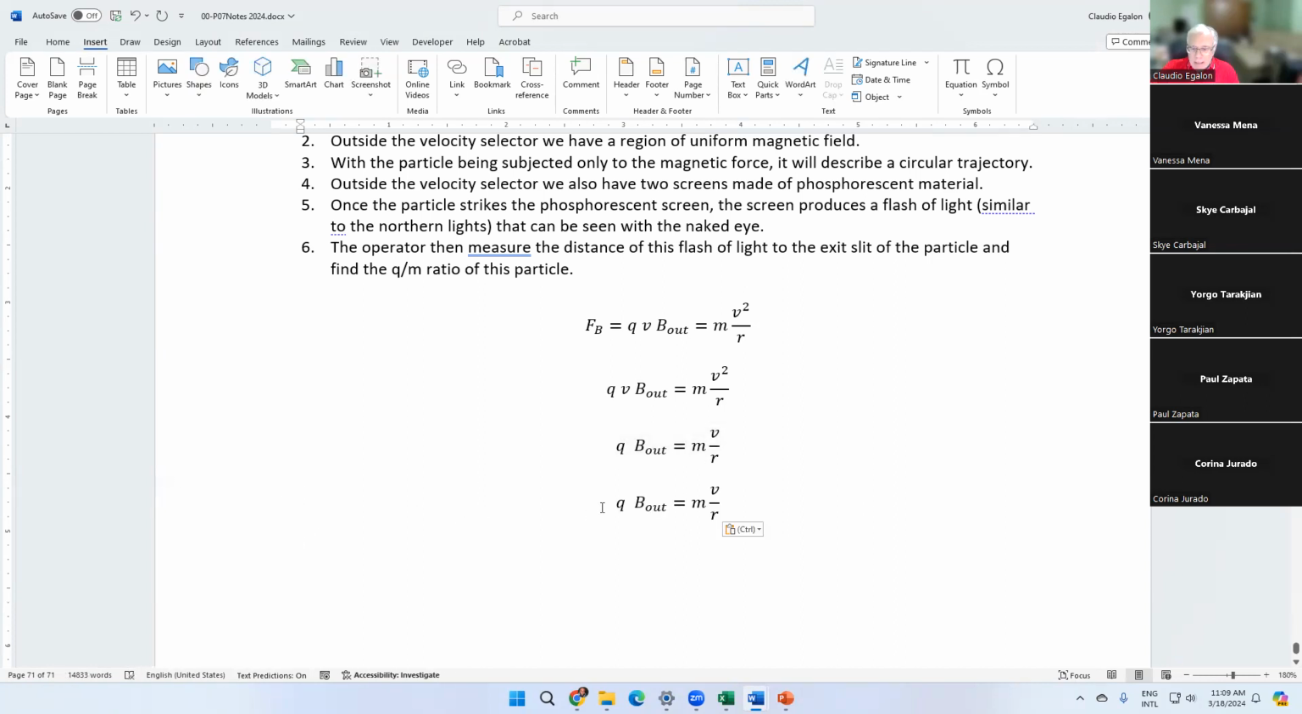And then you can pass the mass to the other side, and pass the outer magnetic field to the right side. Let's not forget that v is the electric field divided by the inner magnetic field. So now we got this relationship, the charge to mass ratio or the mass to charge ratio.